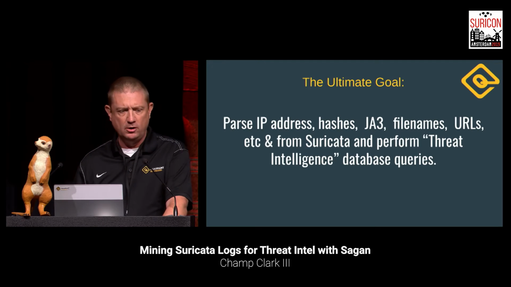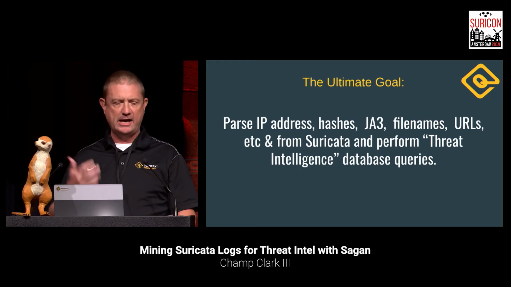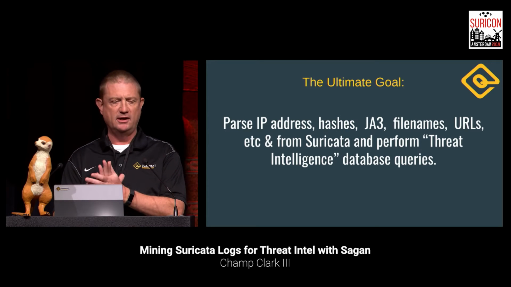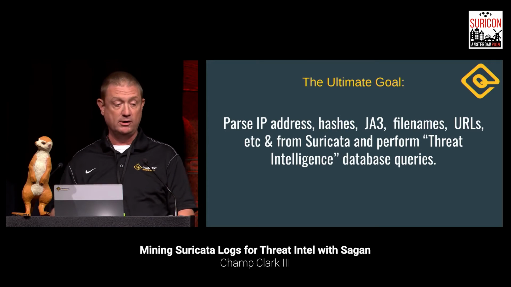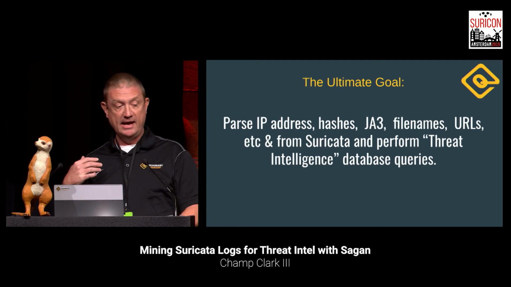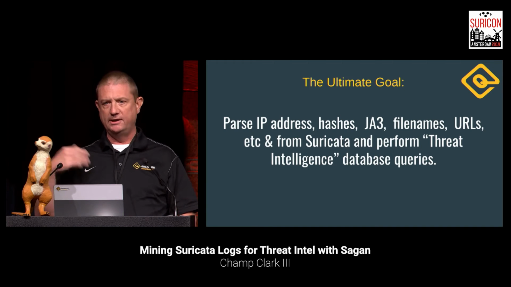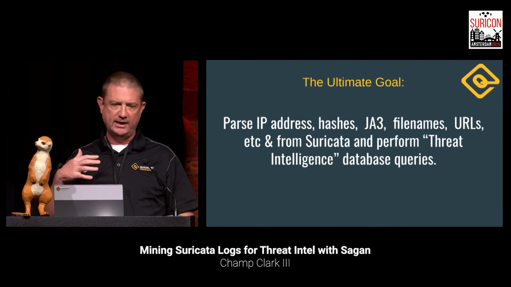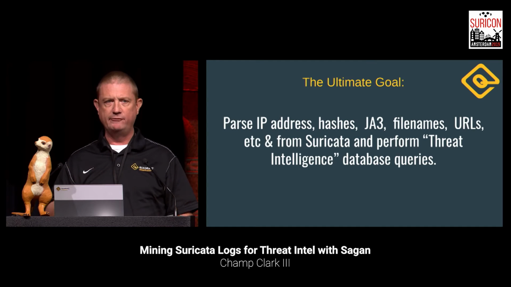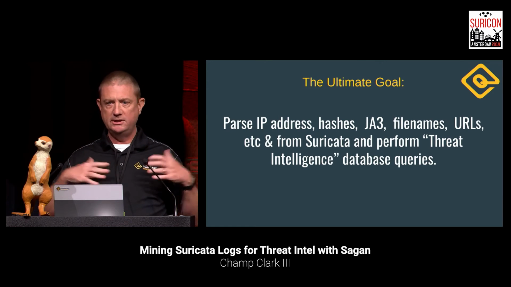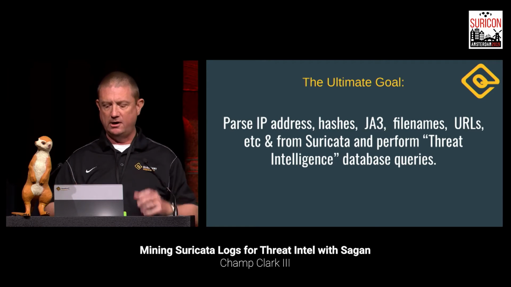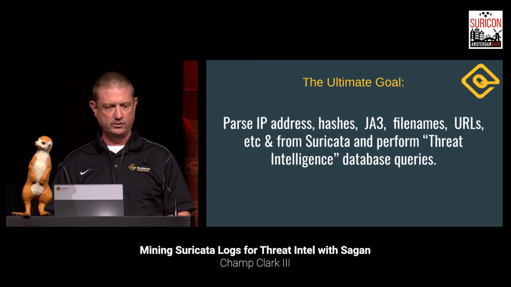So the ultimate goal is to, of course, look for things like IP addresses, hashes, JA3, file names, URLs, anything else that we can get, and then perform the threat intel queries against the database. And remember, I'm not talking about just one sensor being able to look into, say, a particular file. That might work on your platform, but maybe you have, I don't know, 10 sensors out in the field, and you want them to all be able to look at a centralized place to look for threat intel.